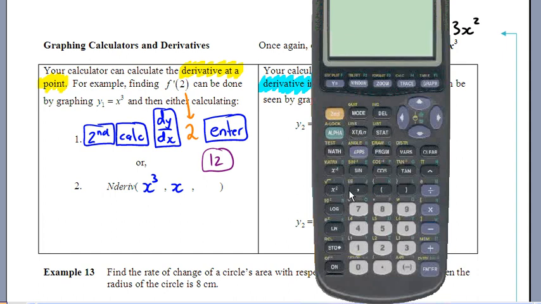And then a comma, up above the 7, and then the place where you actually want to evaluate it at. And then you say go, and it says, oh, that answer is 12. Okay. So yeah, it's come up with the answer.